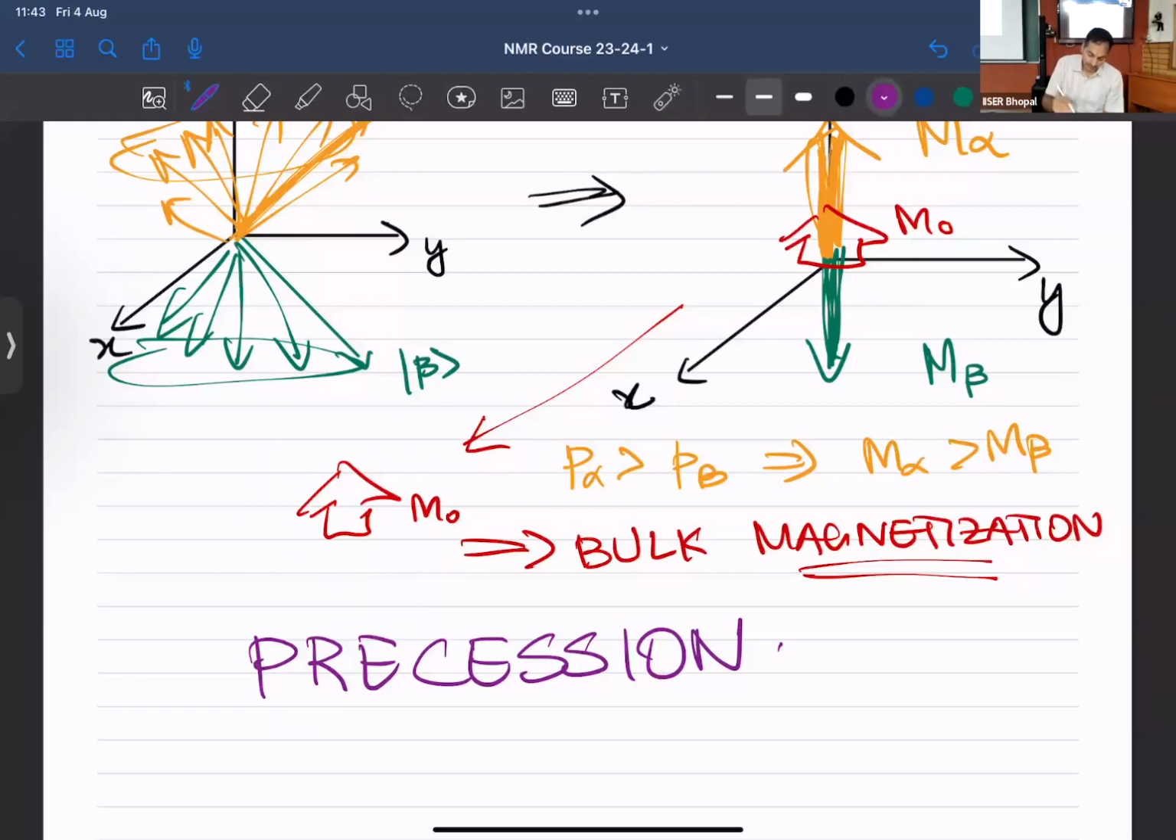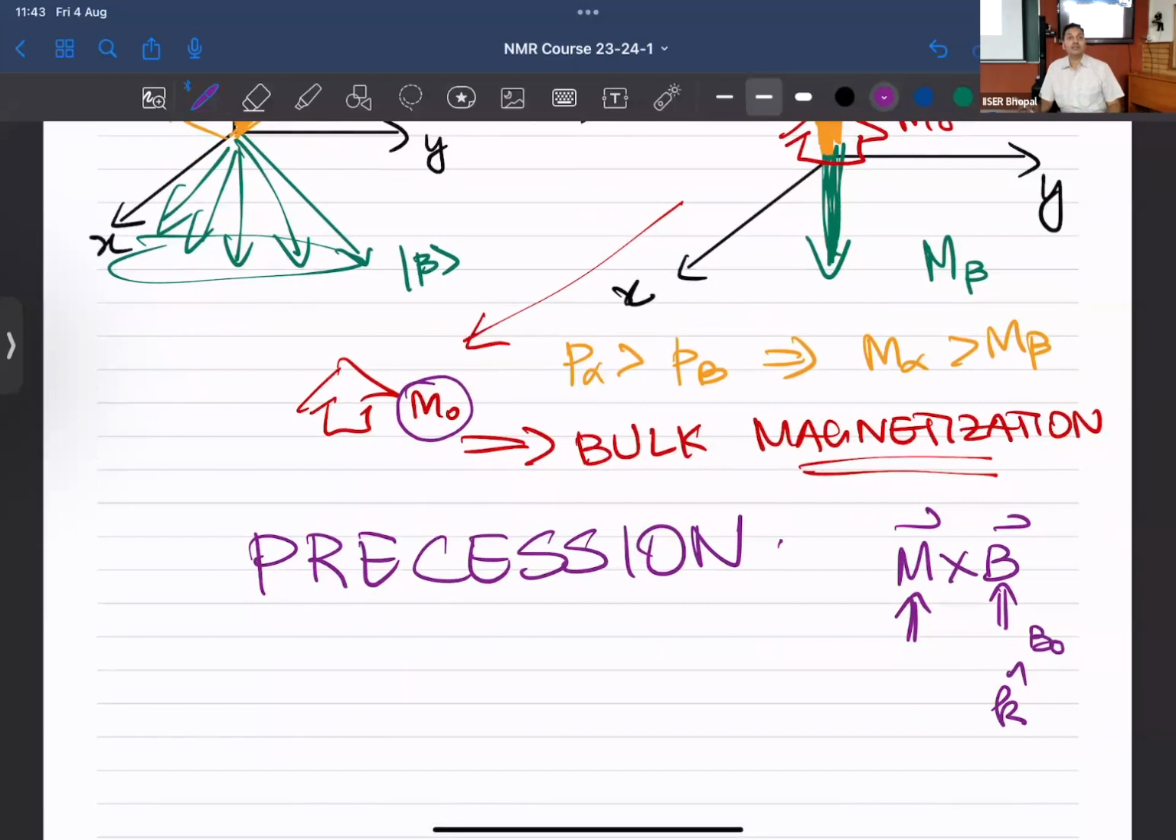Precession is, let me write a little bit of torque. Torque will be given by something like M cross B. You can imagine the magnetization is M and the B naught that you're applying is the B, right? The field is along the Z axis and the magnetization is along the Z axis, again, the bulk magnetization. What is the cross product of K times K? 0. So therefore, no. So the bulk magnetization is stationary along the B naught that you've applied.